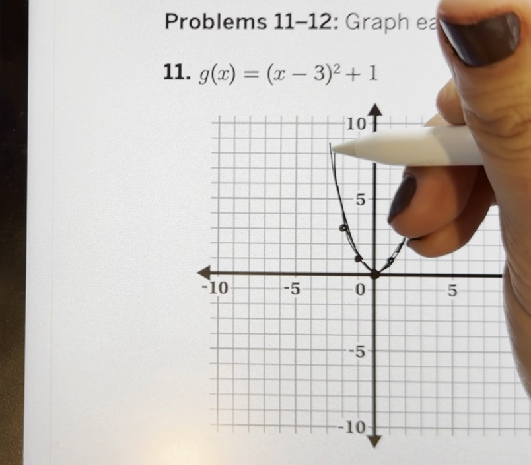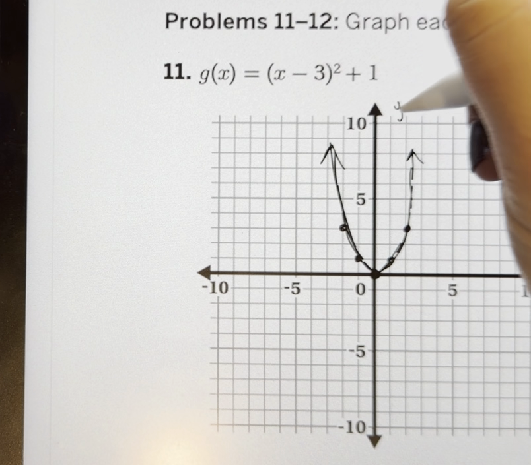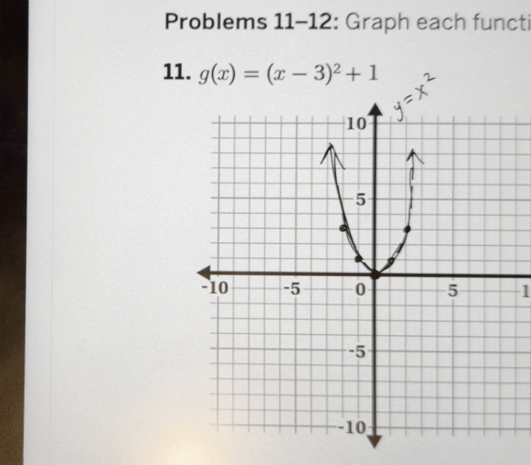You guys, it's not a coincidence. When they bring these up in the spiral review, it's because it's going to become important in the next lesson. So please, please, please use it as an opportunity to refresh your memory. This is just a plain old parent function, y equals x squared parabola, okay?